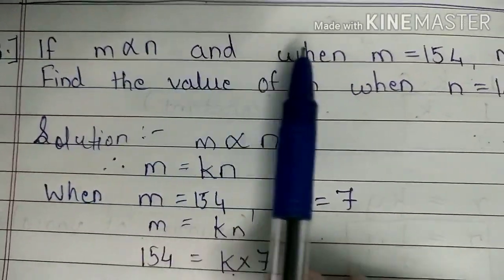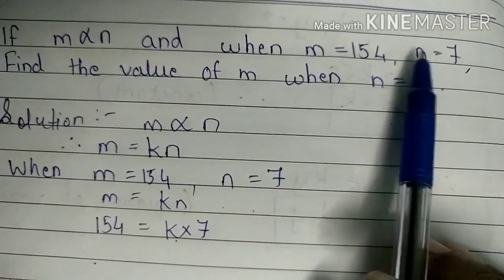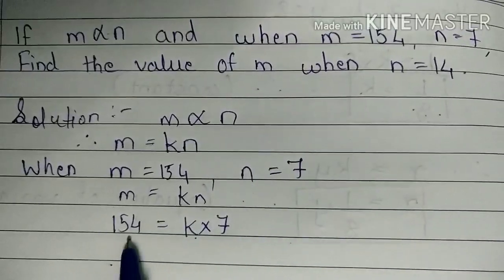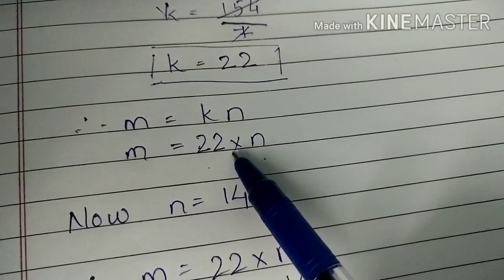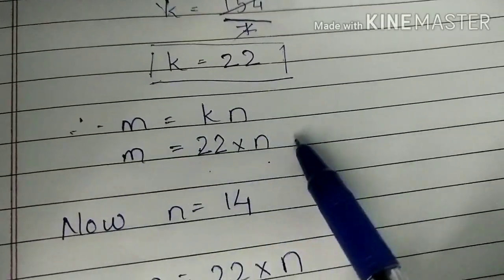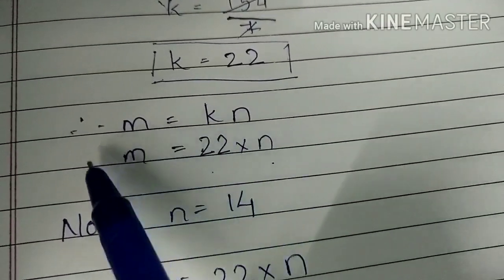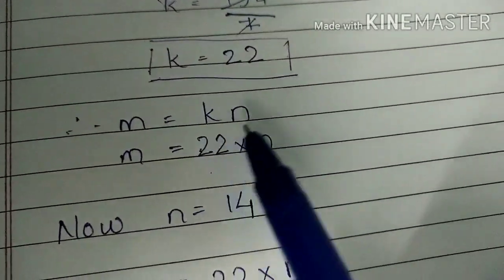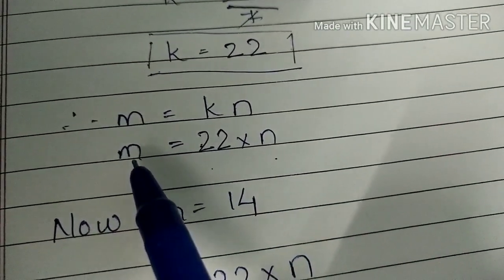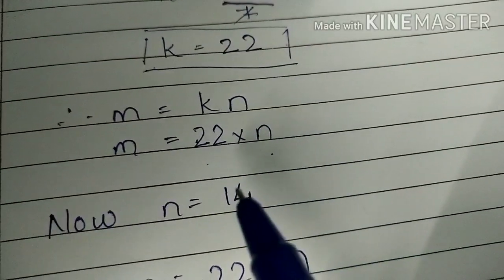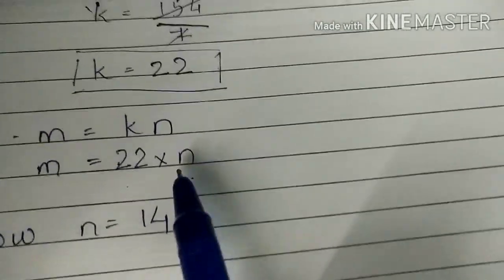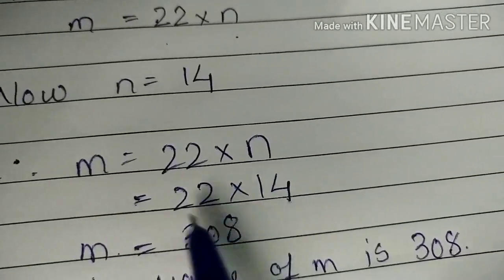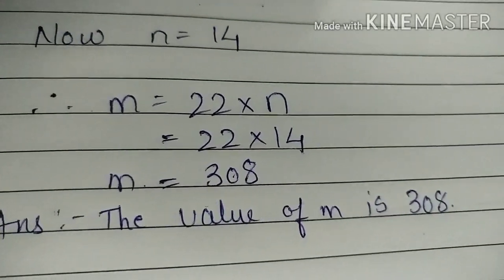So what do you have to do in this question? First you will make use of m and n, the first condition provided to us, and you are going to find out k. That k you will put in the equation of variation. Then they have told to find the value of m when n is equal to 14 with the same constant. The constant will remain the same, you just have to change n. So when n is changed, m's value is 308.